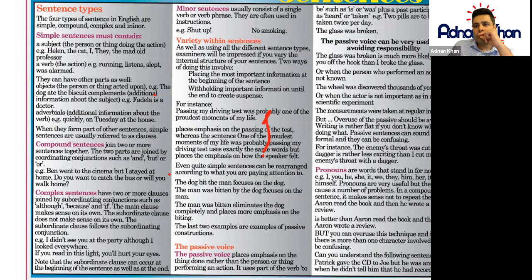Hi. So variety within sentences, in the middle column, right at the top. Yeah, I see that. Sorry.